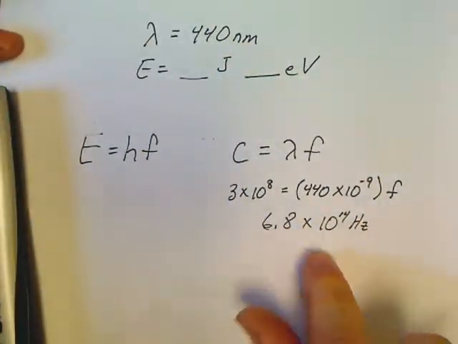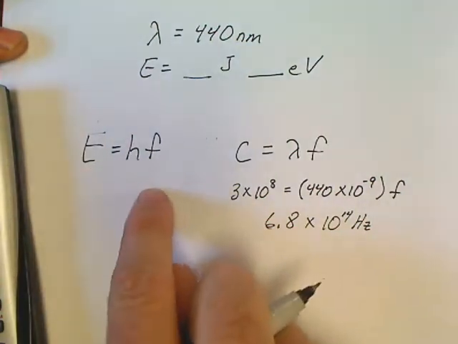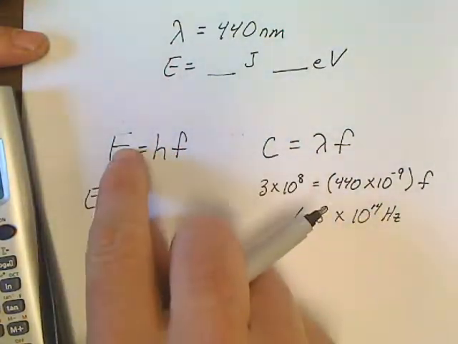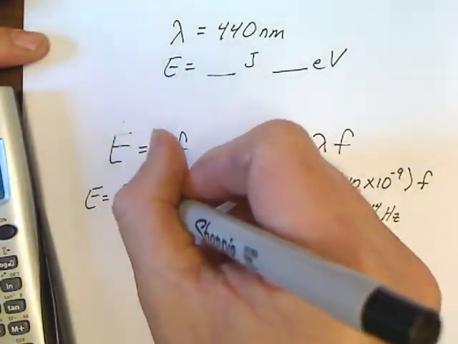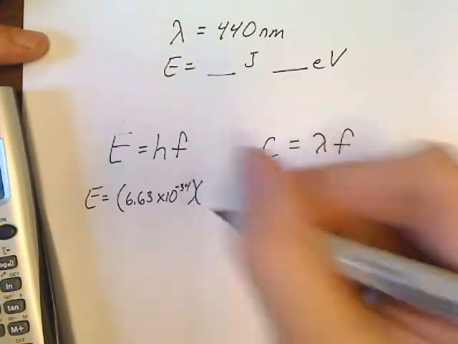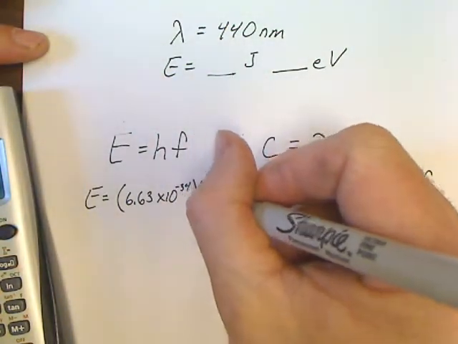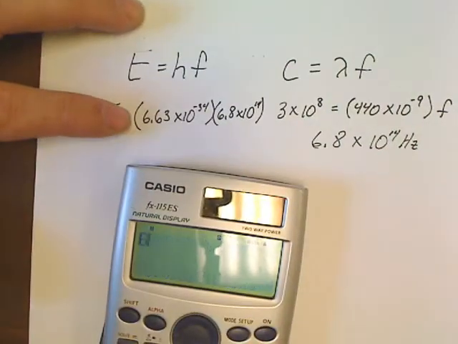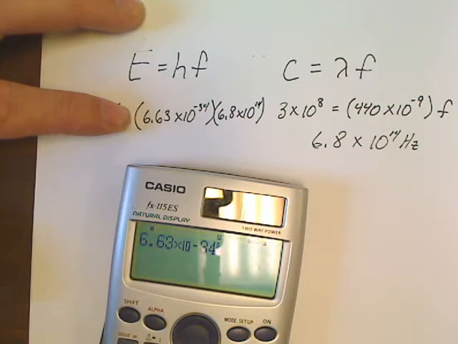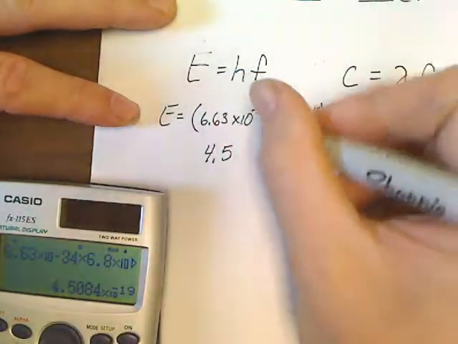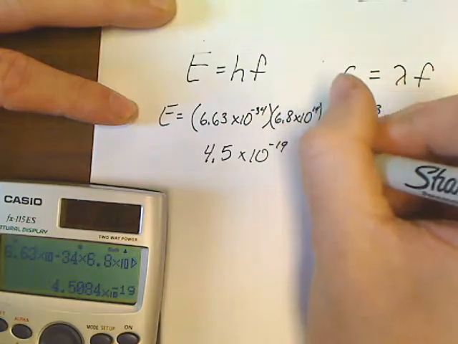All right. So now I'm going to take this frequency and plug it into this equation, and I should have my energy. So E would be equal to h, Planck's constant, 6.63 times 10 to the negative 34 times, I know I'm being a bad boy not using units, 6.8 times 10 to the 14 hertz. So 6.63 times 10 to the negative 34 times 6.8 times 10 to the 14 is 4.5 times 10 to the negative 19 joules.